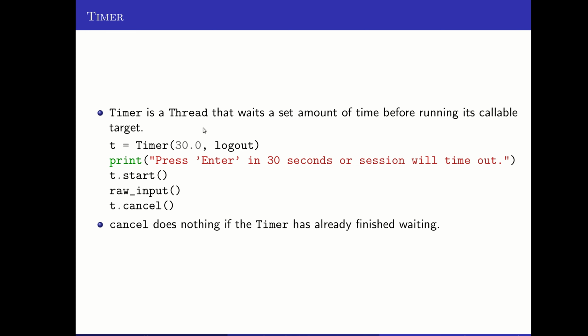So that's the trick with the timer, is that you can cancel or interrupt it if it hasn't already reached its time limit and done its action by that point. So here we print out to the user that they need to press enter in 30 seconds or the session will time out. And then we start our timer and we wait on input from the user. If the user enters that input, we know they're still at the computer, and we cancel our logout timer. So you could imagine this being run every so often in a program where the user hasn't done anything for a while or something like that.